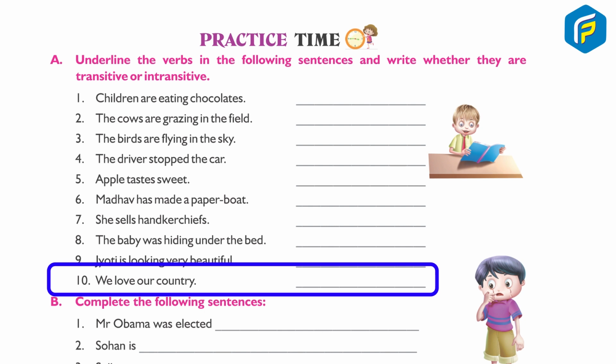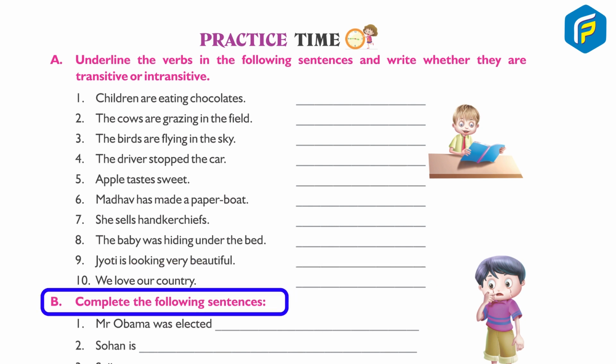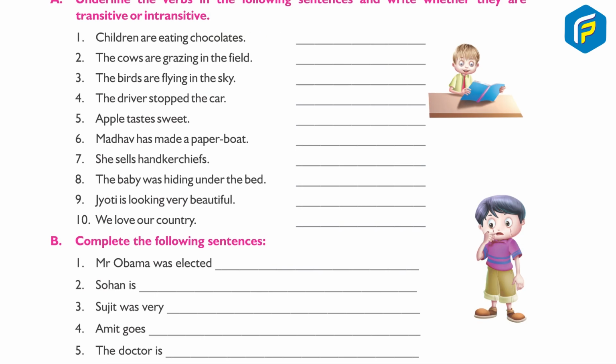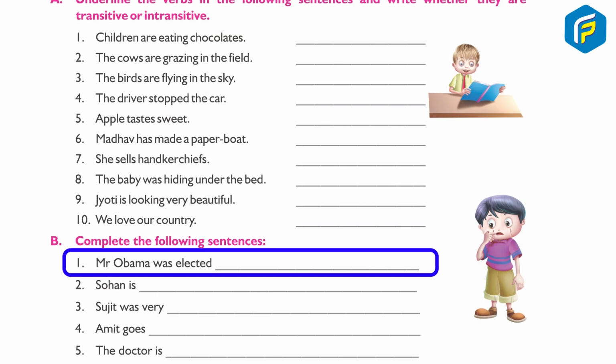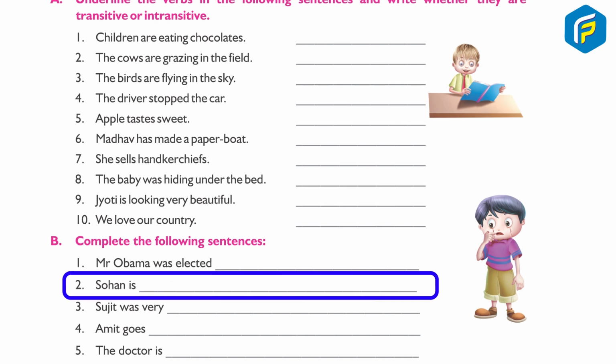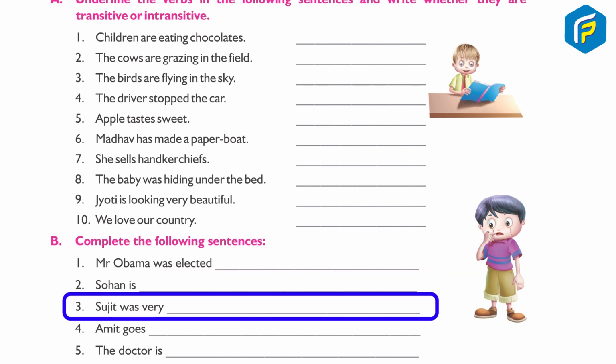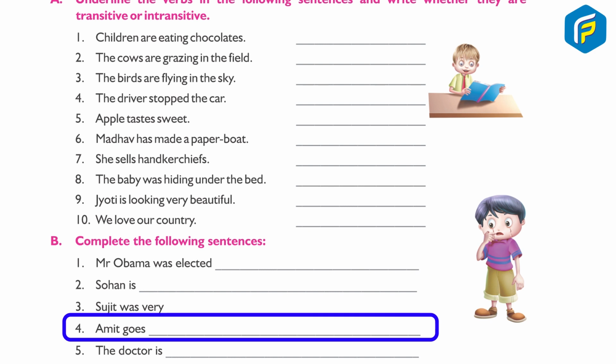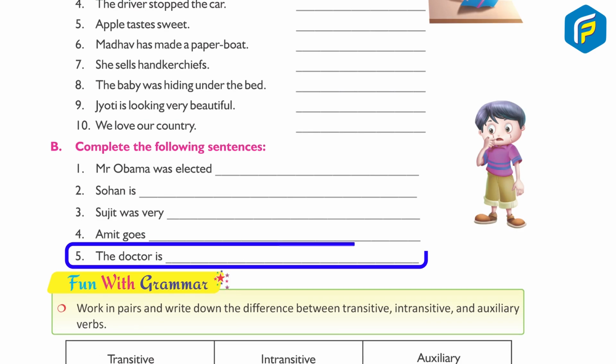Underline love. Intransitive. B. Complete the following sentences. 1. Mr. Obama was elected in America. 2. Sohan is very clever. 3. Sujit was very sad. 4. Amit goes to Delhi. 5. The doctor is very intelligent.